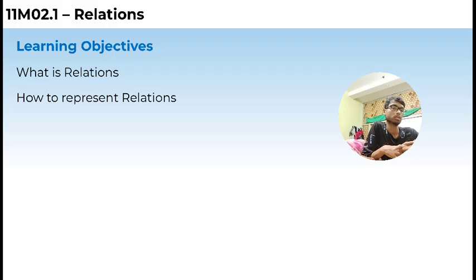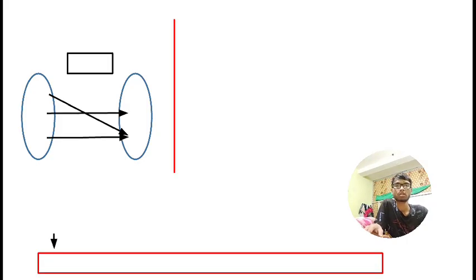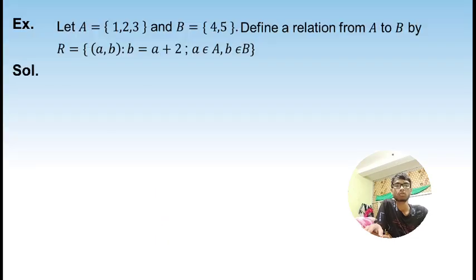So, what is a relation? Here we have 2 sets. In each set, what is happening over here?